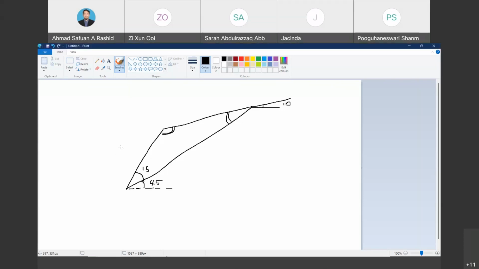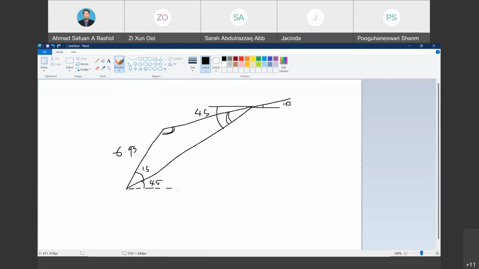6.93. Okay, so we have calculated the first one. This is 6.93. In order then, we need to determine what is the degree of this one. Let's say if we draw a straight line as well. Based on the simple degree, this should be 45. This is going to be 45.